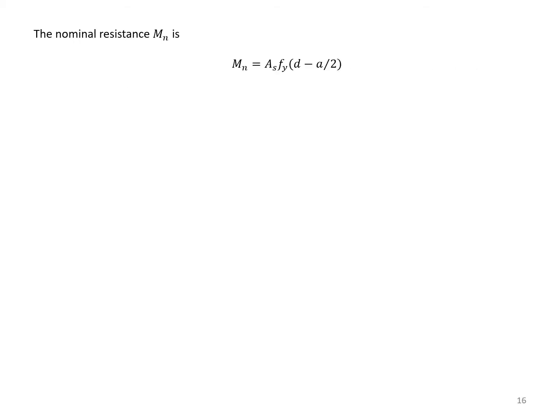Therefore, we can write the resistance in this case as As fy (d minus a over 2), where by equilibrium of the tension and compression forces, we can determine that dimension a. Please pay attention that bf is used in this equation. There would be another equation for a that is coming up later, and in that one we have to use bw. But for this case, when a is smaller than t, a is found from this equation.